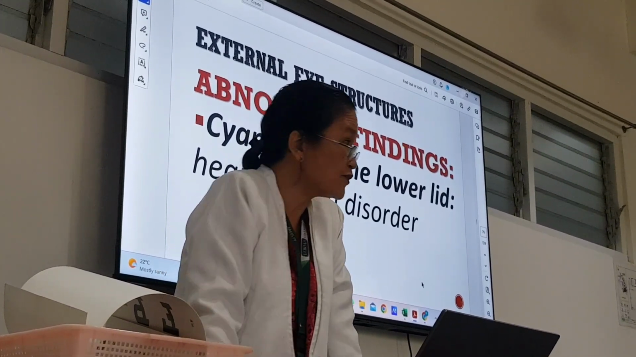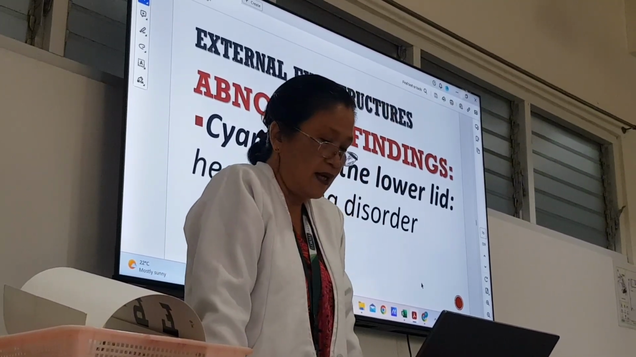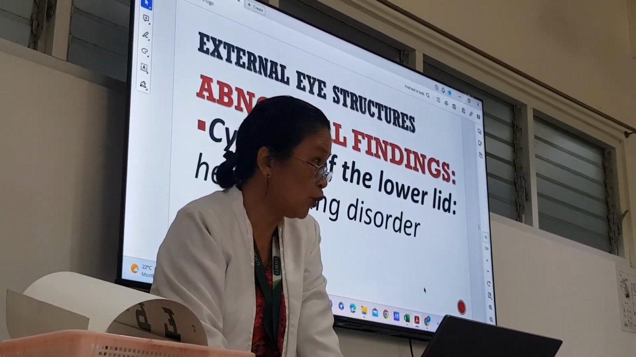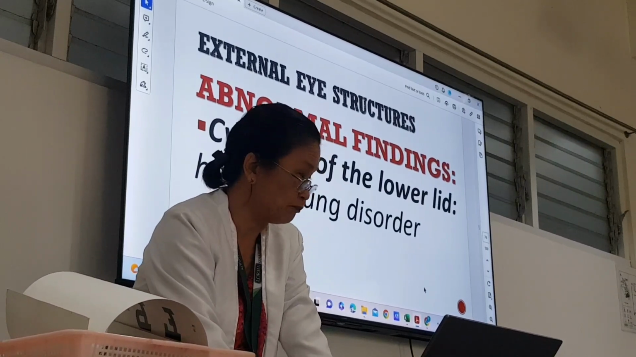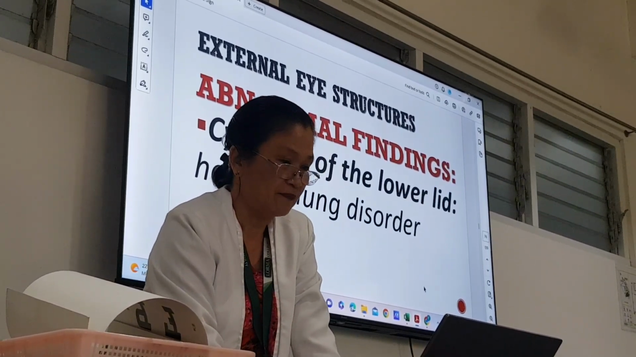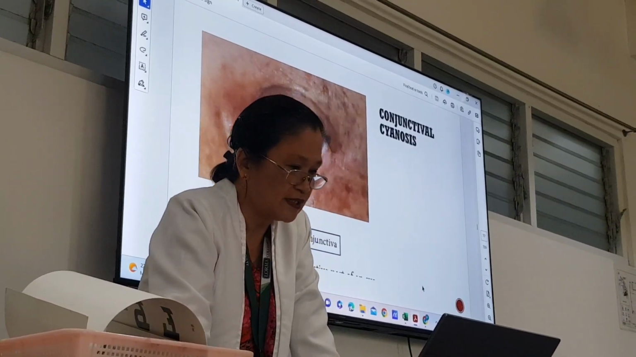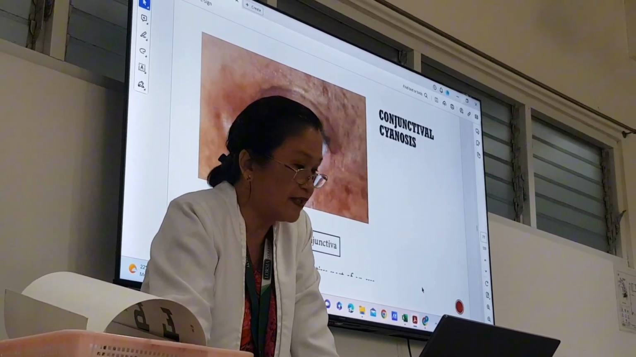Ayan, cyanosis of the lower lid, heart or lung. Then, ito, yung conjunctival cyanosis, that is yung palpebral conjunctiva.